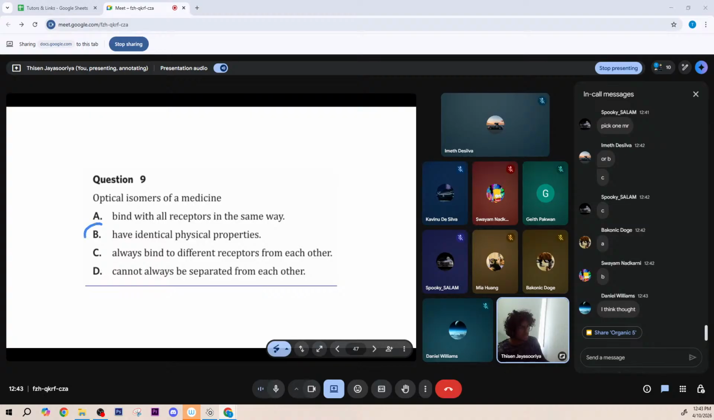So here the answer is B, yeah? They have identical physical properties, yeah? As in like the melting point, the boiling point, the viscosity are all the same, yeah? They have different 3D spatial arrangements though. Don't mix that up for physical properties, yeah?